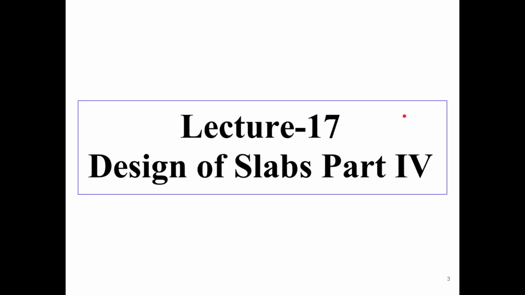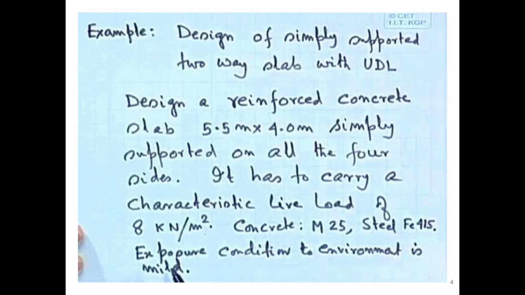Okay. So let us take a problem. Let us design a simply supported two-way slab with UDL. That is a reinforced concrete slab which has a dimension of 5.5 meter by 4 meter, and it is simply supported on all four sides. It has to carry a characteristic live load of 8 kilonewton per meter square. The concrete can be taken as M25 grade. The steel can be taken as Fe415 grade, and the exposure condition to environment is mild.